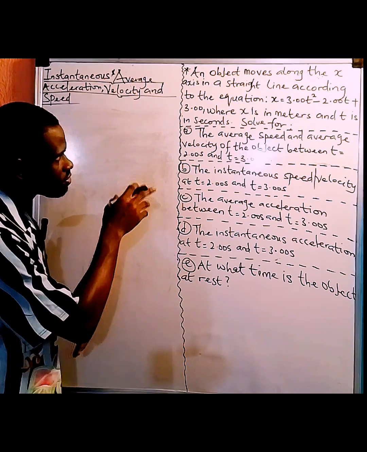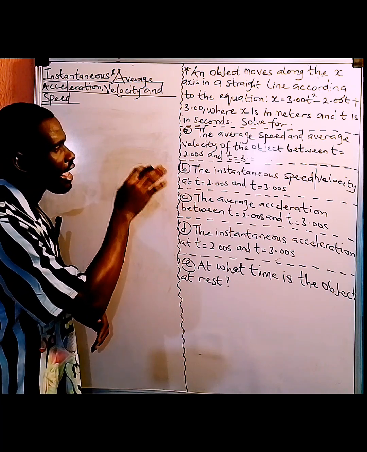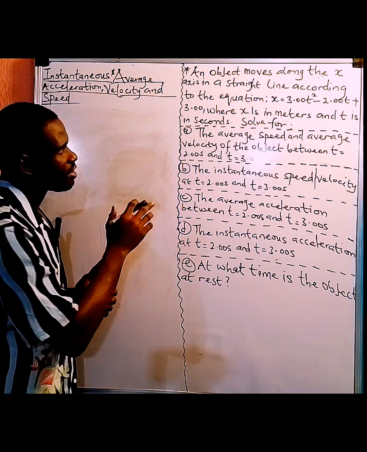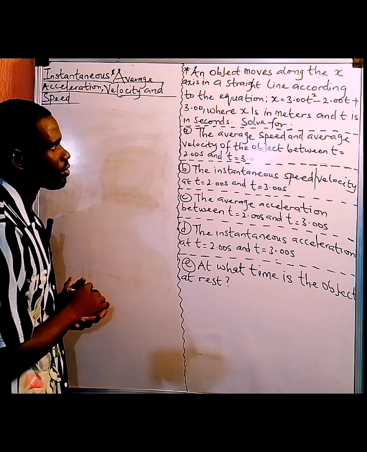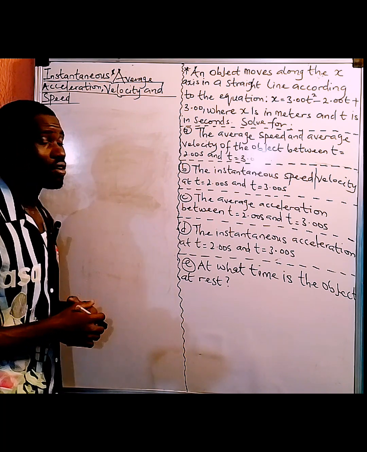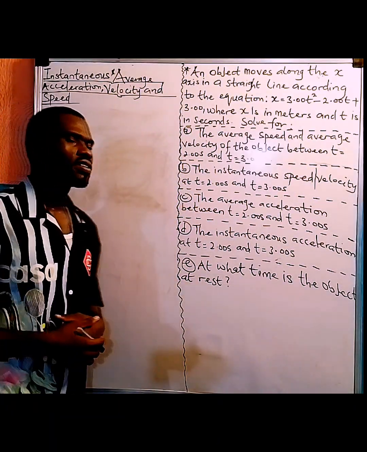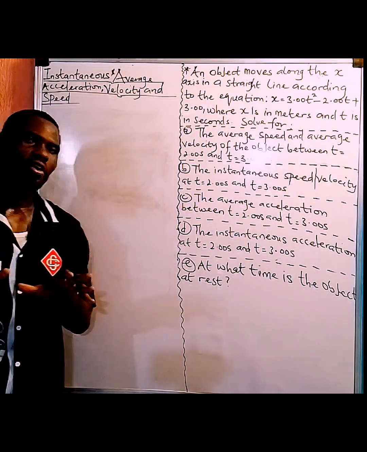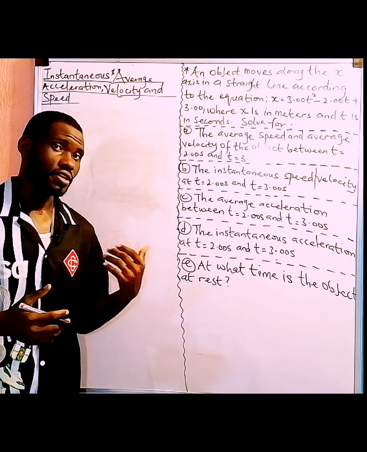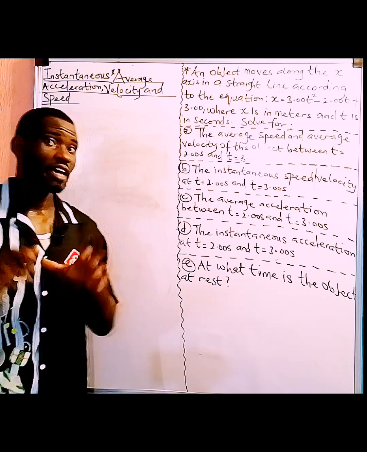An object moves along the x-axis in a straight line according to the equation s equals 3.00 t squared minus 2.00 t plus 3.00, where x is in meters and t, which is the time, is in seconds. Now we are asked to solve for all this. How do we go about this? It's very simple to approach. If you've not seen the previous lesson on this, I'd love you to go and see that lesson because it will help you not to be left behind.